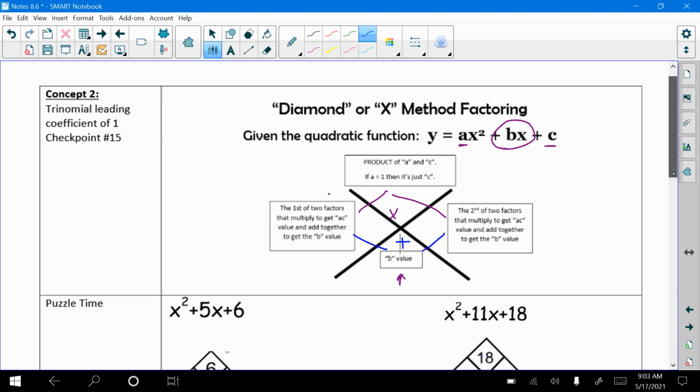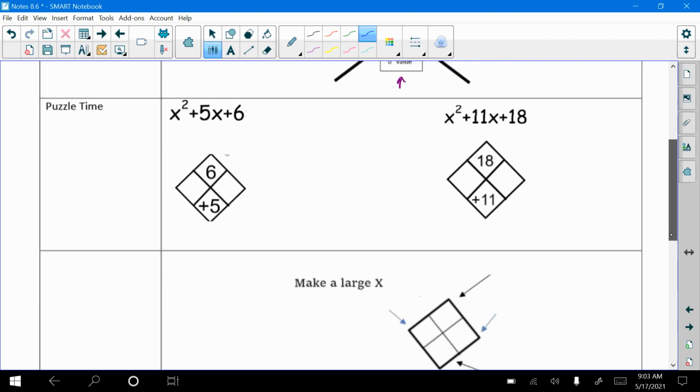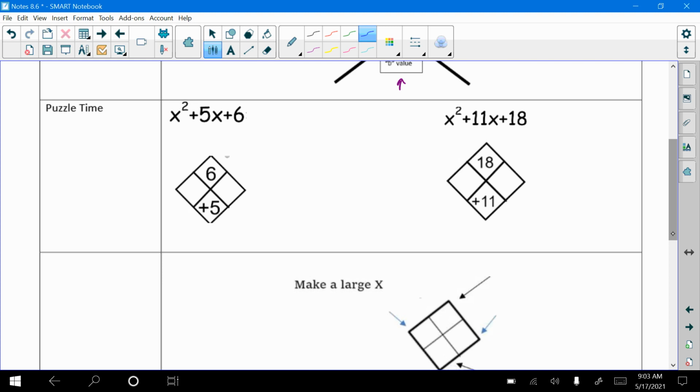So here's my little puzzle time. This is a 1. 1 times 6 is 6. It's positive, correct? And my positive 5 goes in the bottom. Now with this, I'm not having you do the full factor by grouping, which we'll do later on, but I will show it to you here. I don't want to lose you with it, but I'm going to show it to you just so you know these are easy ones, which we don't have to do the full process. However, as they get more difficult, you're going to have to show the whole process.